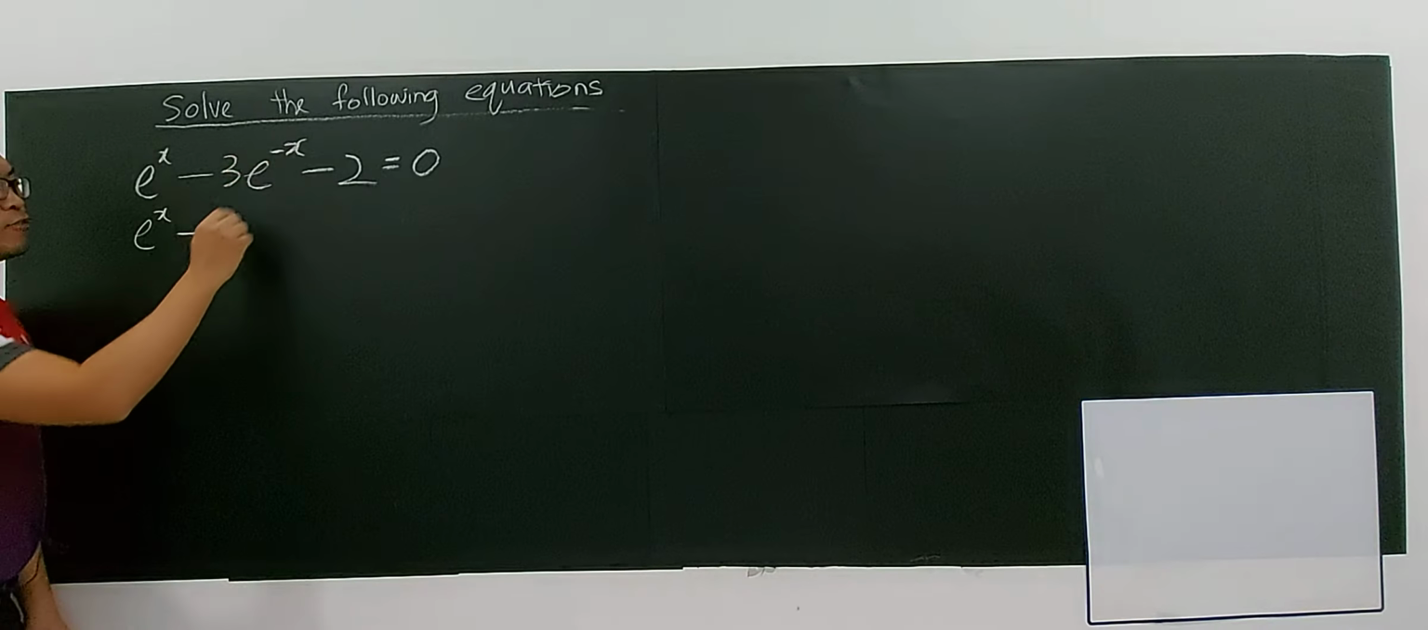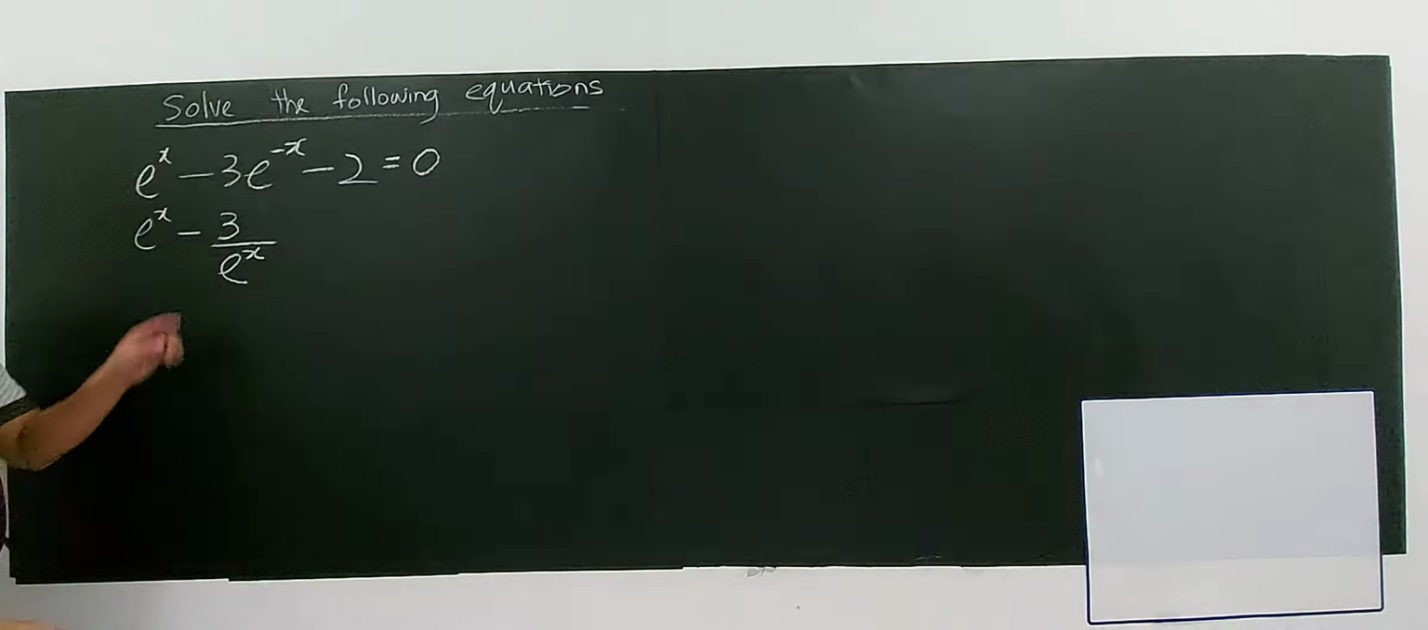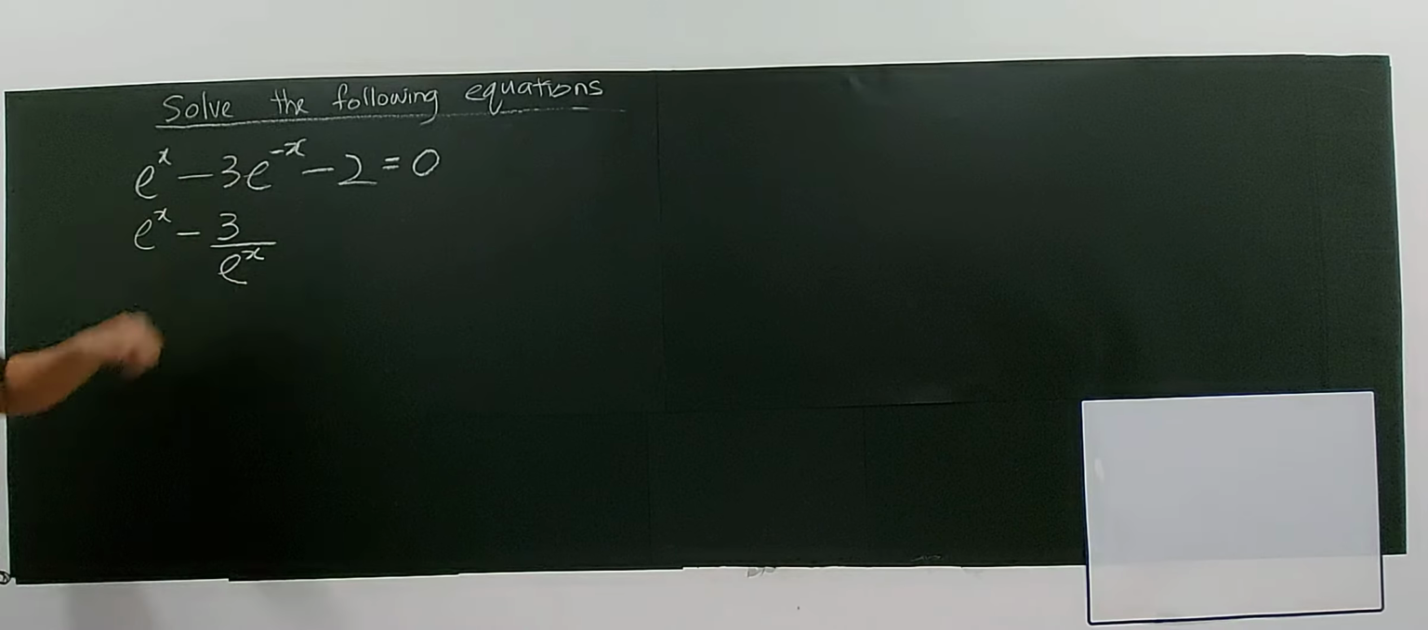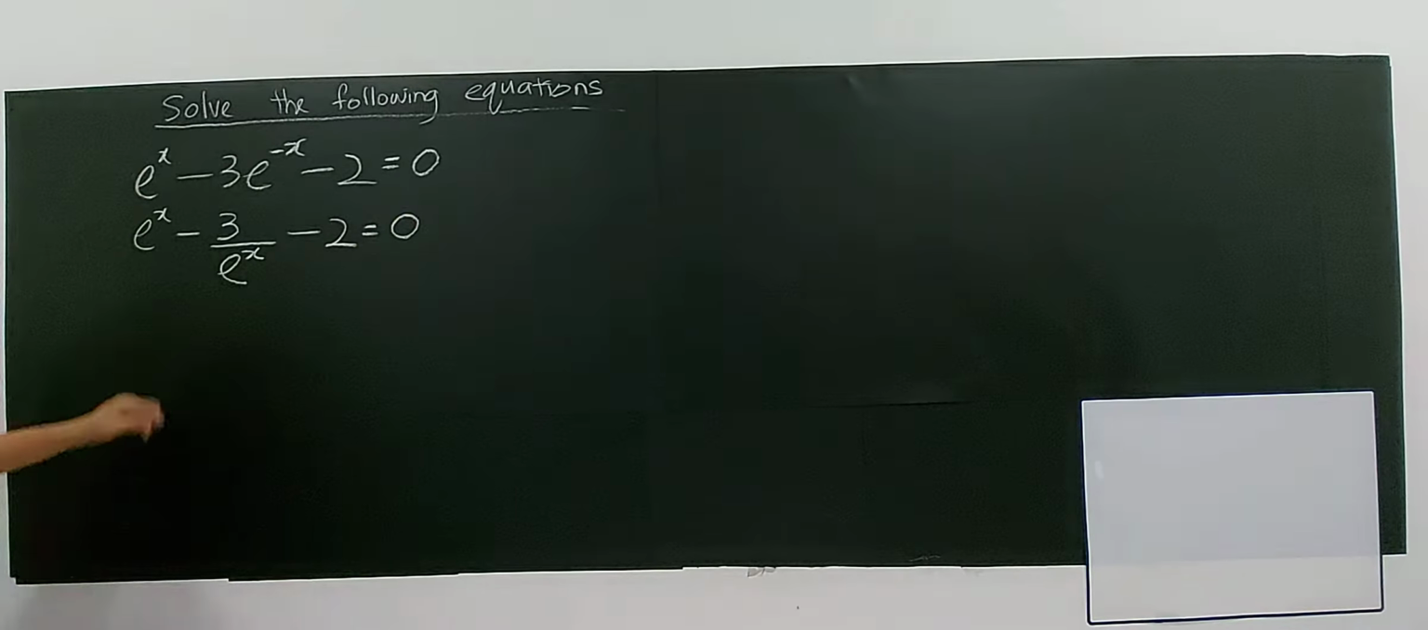e to the power of negative x, as you know by the index law, you can write as 1 over e to the power of x, positive. So when you bring it up, it becomes e to the power of negative x. Alright, this is your first step, right?